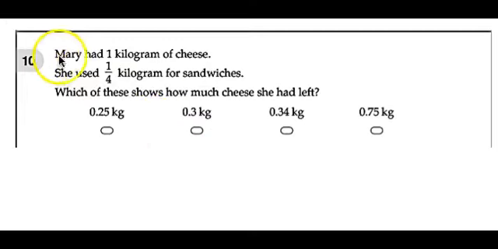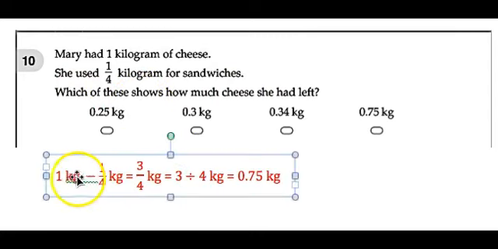Mary had 1 kilogram of cheese, and she used 1/4 of a kilogram for sandwiches. And which of these shows how much cheese she had left? So 1 kilogram minus 1/4 of a kilogram, that's just like one whole circle minus 1/4 leaves you 3/4 of a circle, so 3/4 of a kilogram. So 1 kilogram minus 1/4 of a kilogram is 3/4 of a kilogram.